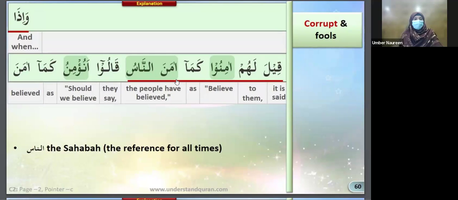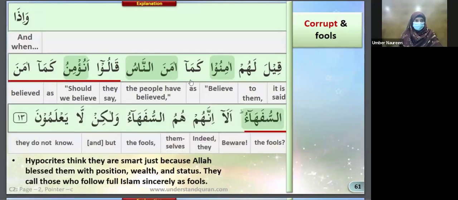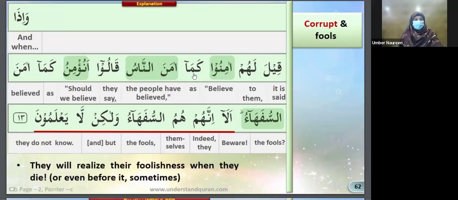So, An-Nasu referred to the Sahabah, the companions of Hazrat Muhammad sallallahu alayhi wa sallam, a reference for all time. Hypocrites think that they are smart just because Allah blessed them with position, wealth, and status. They call those who follow full Islam sincerely fools. They will realize their foolishness when they die, or even one day before it. Sometimes they realize.